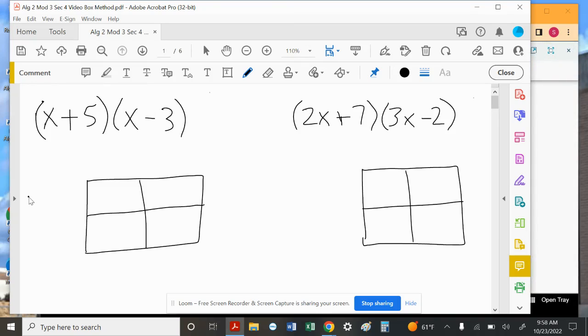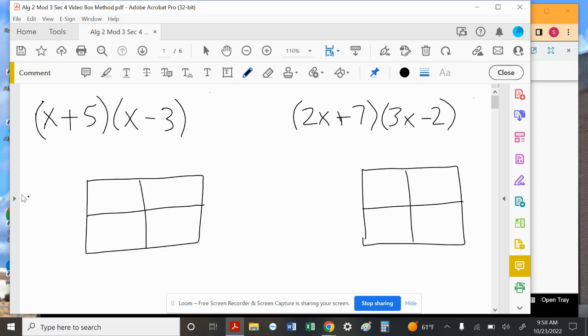So we're going to move into the next section, which is section 4. We're going to skip section 3 for now, and then we're going to go back to section 3. So I want to make sure that you know how to do this. Some of you might be very familiar with the box method. I just want to kind of go through it first. We're going to be multiplying these equations here. So these expressions, I should say.